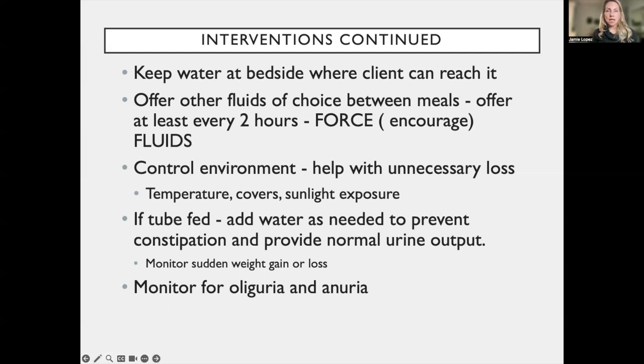You're going to monitor the daily weights, and you're going to monitor for oliguria and anuria. Okay, take a second. What do those mean? Oliguria, low urine output, less than 30 mLs per hour. Anuria, A means absent, anuria means no urine output.